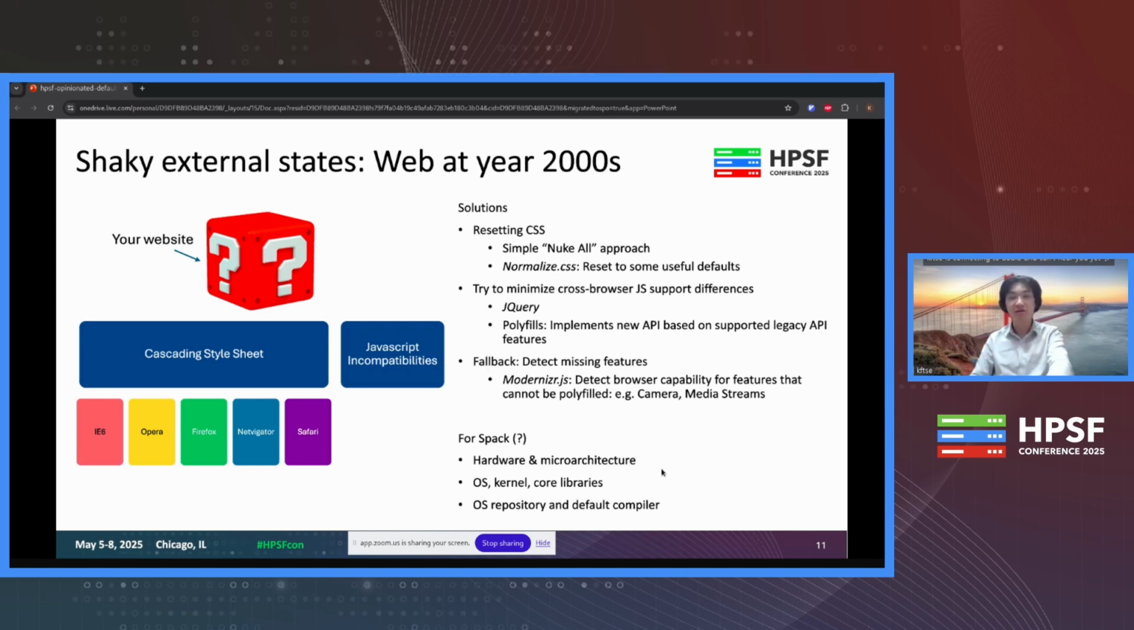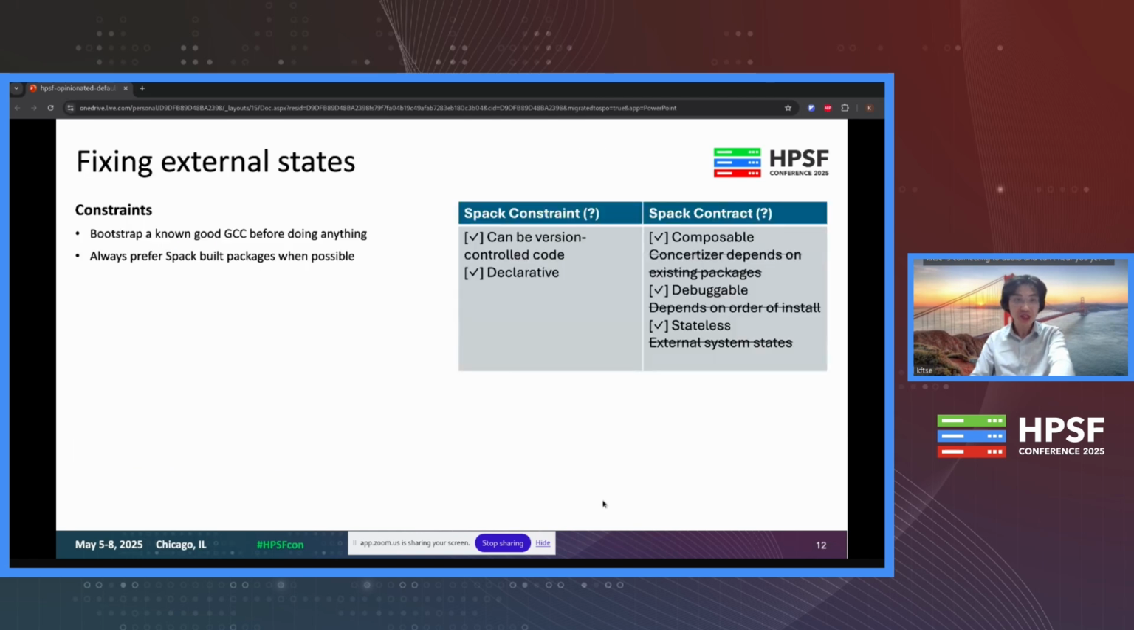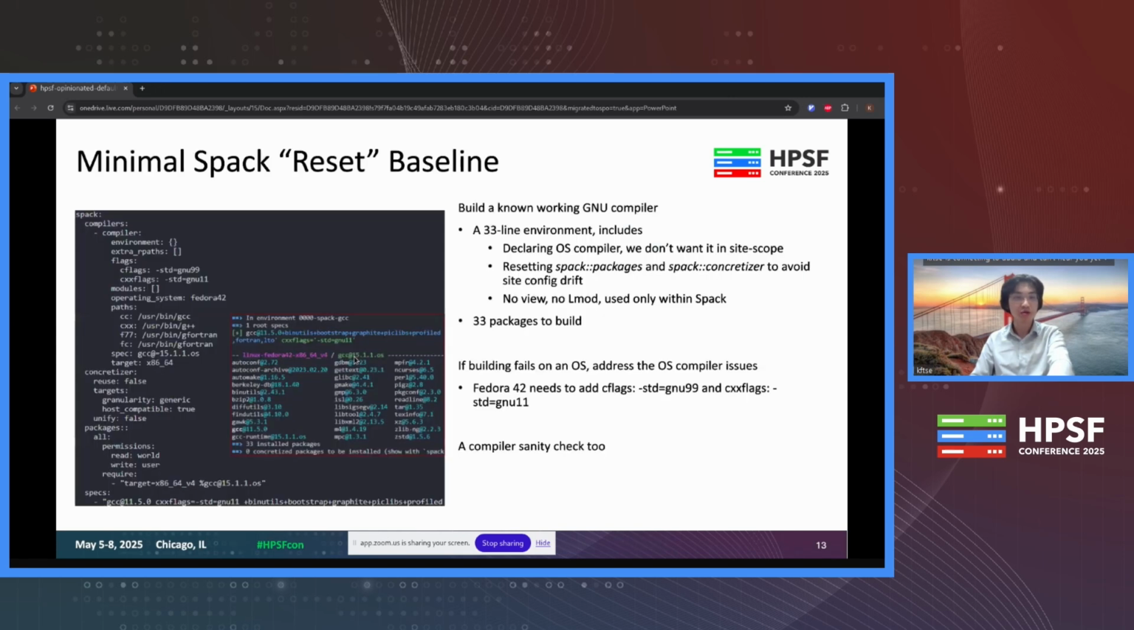So for Spack, I think it means something similar, for example, hardware, OS kernel, compiler, etc. Our attempt is to bootstrap a known good GCC before doing anything, and always prefer Spack-built packages when possible. So the minimal reset baseline is pretty simple: 33 lines. You can find it in the Git repository for this environment. It also concretizes with 33 packages.